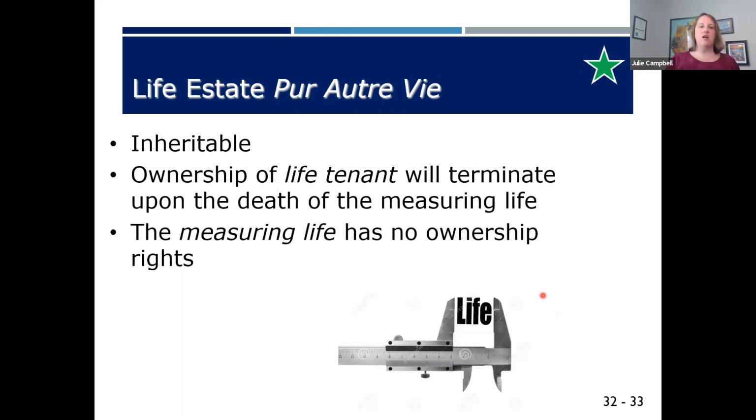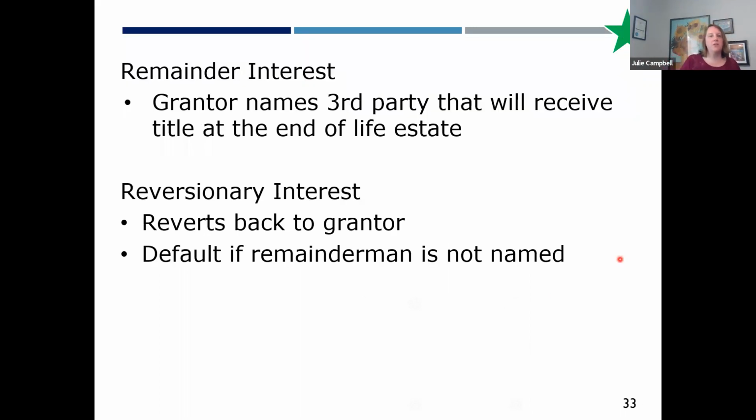Now, I've been going on and on about life estates either going back to the grantor or onto a named third party. Back to the grantor and onto a named third party have official names. The remainder interest, if you have a remainder interest, then that's the third party, the remainder man.